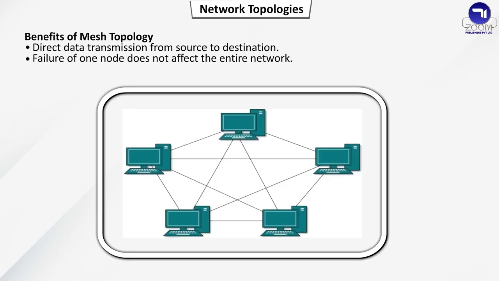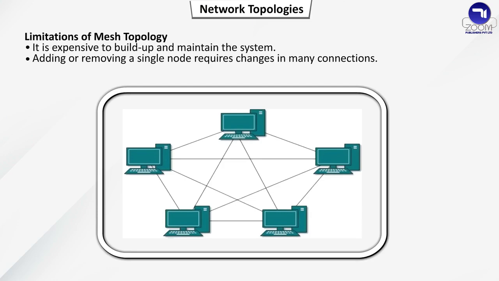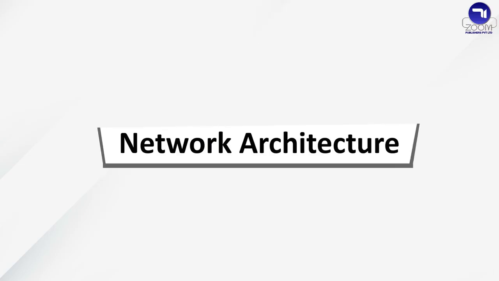Benefits of mesh topology. Direct data transmission from source to destination. Failure of one node does not affect the entire network. Limitations of mesh topology. It is expensive to build up and maintain the system. Adding or removing a single node requires changes in many connections.